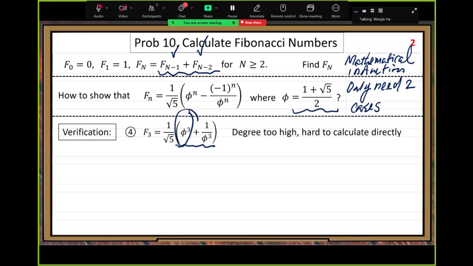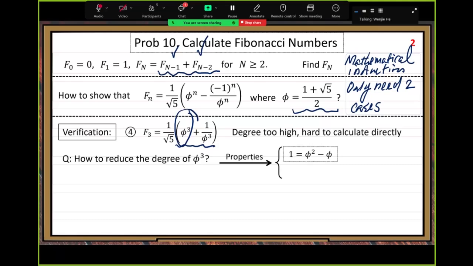All right, so let me show you the method: how to reduce the degree of phi cubed. First, we need to know the basic properties of the golden ratio. There are 2 basic properties. The first one: 1 equals phi squared minus phi. The second one: phi squared equals phi plus 1. These are the 2 basic properties of the golden ratio.